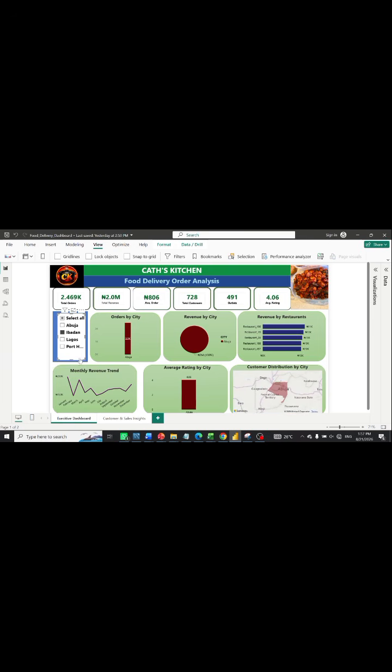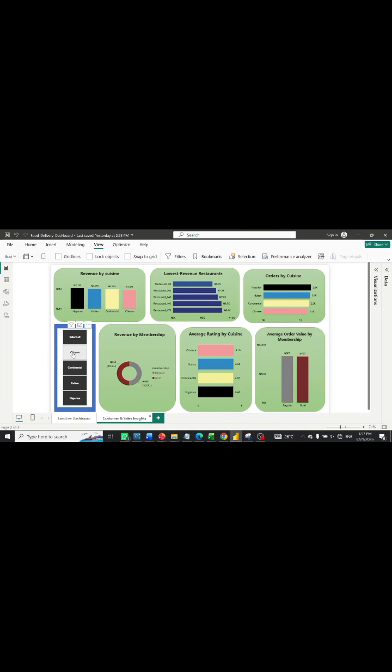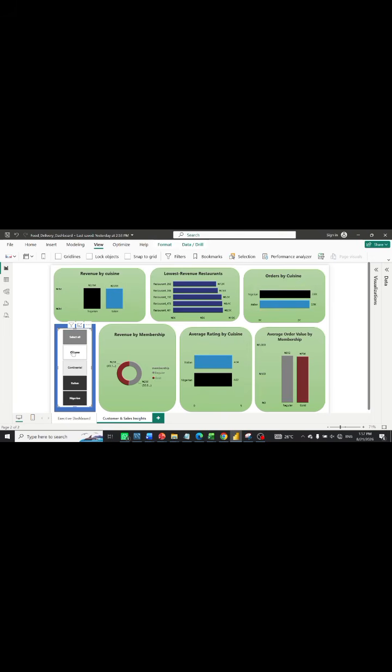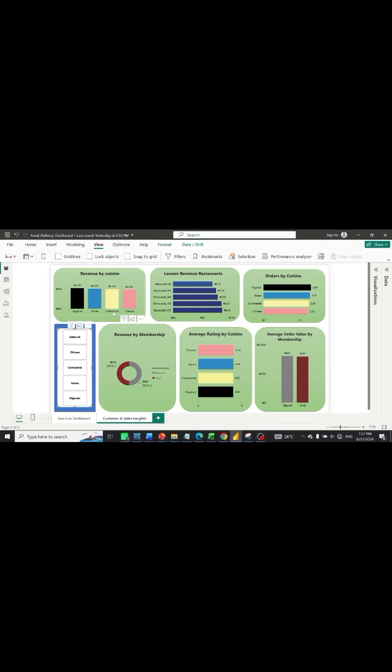The cuisine slicer allows users to explore a specific cuisine and interactively explore its performance across the page. Revenue by cuisine and orders by cuisine help to identify the food categories that generate the most revenue, and here Nigerian cuisine has the highest number of orders. The revenue by membership type compares the contribution of gold and regular customers. The dashboard also compares average customer ratings by cuisine and by city, helping the business to understand customer experience.